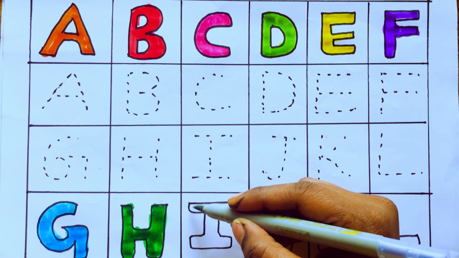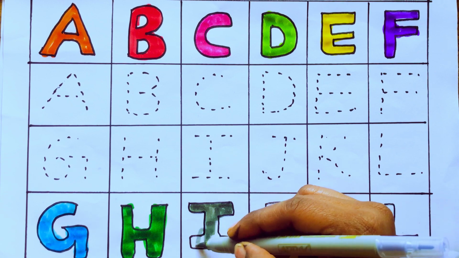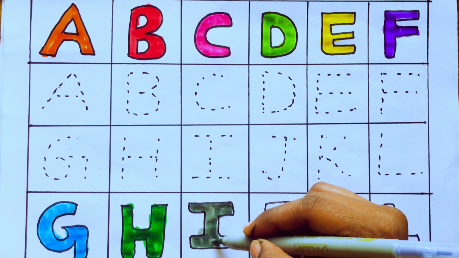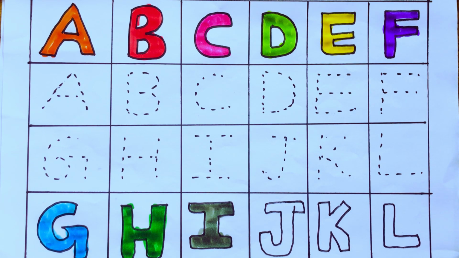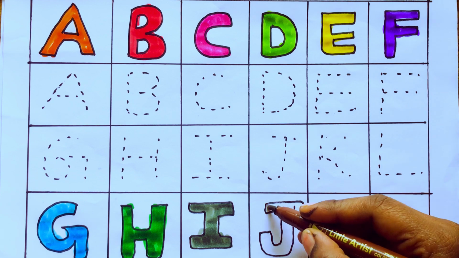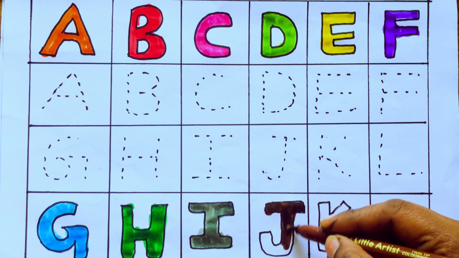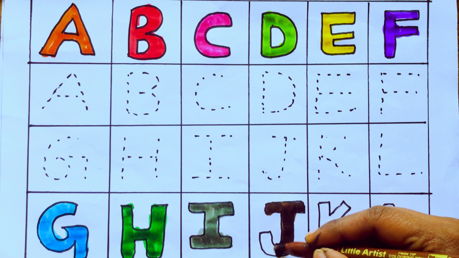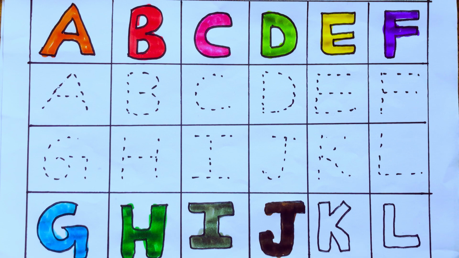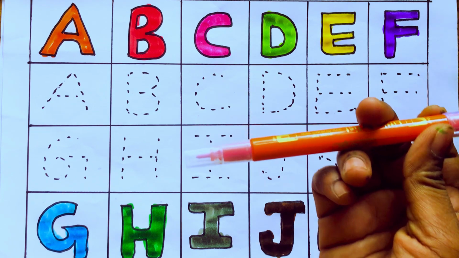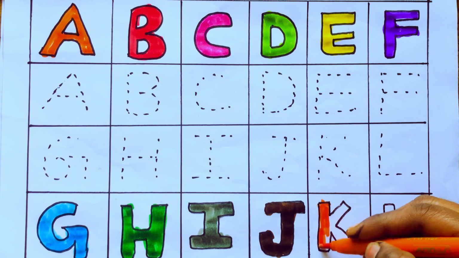Grey color I. I for ink and I for independence. Brown color J. J for jar and J for jam. Orange color K. K for kite and K for king.